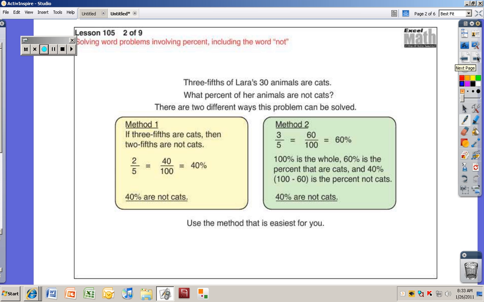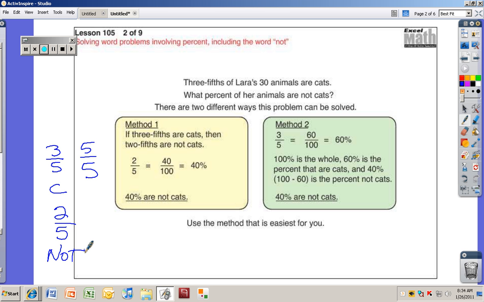3/5 of Laura's 30 animals are cats. What percent of her animals are not cats? There are two different ways to solve the problem. Method 1: if 3/5 are cats, then 2/5 are not cats, because 5/5 is all the animals. So if we have 3/5 as cats, then we have 2/5 as not cats.